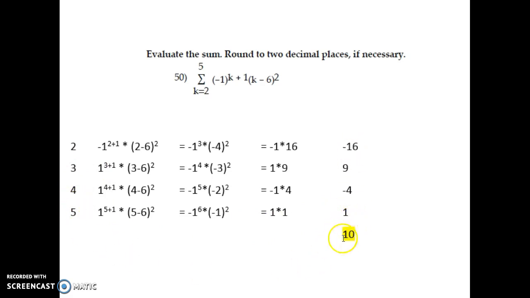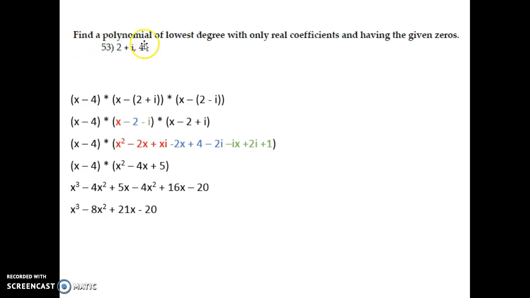And when you add those all up together, you should get a negative 10. You should get a negative 10 if you add those together. Here we're looking for a polynomial, lowest degree, only real coefficients, and it has these zeros.